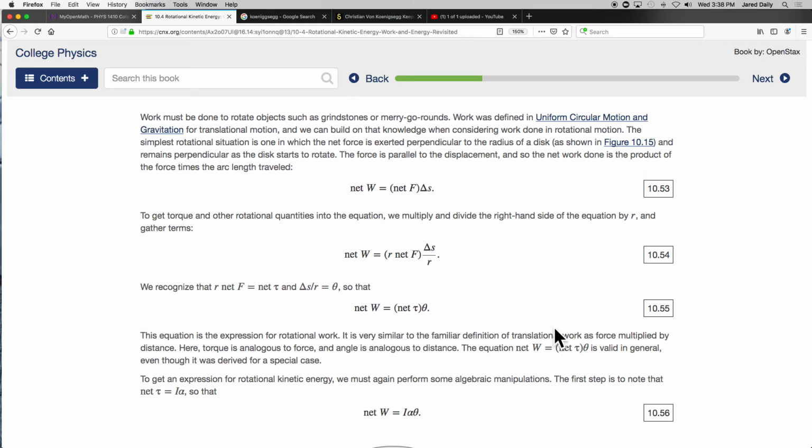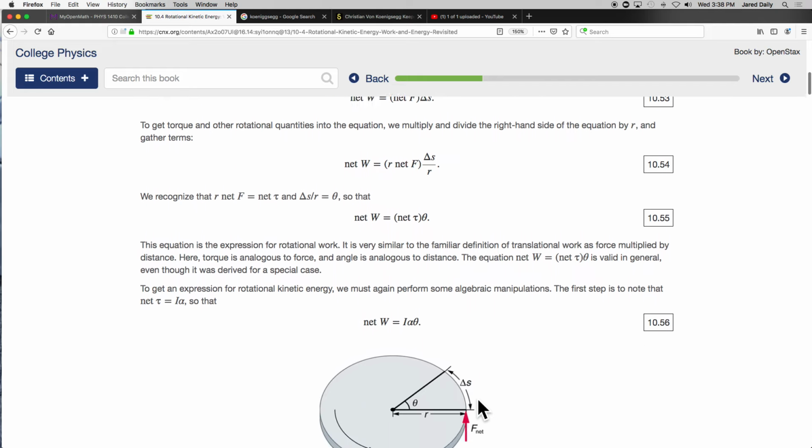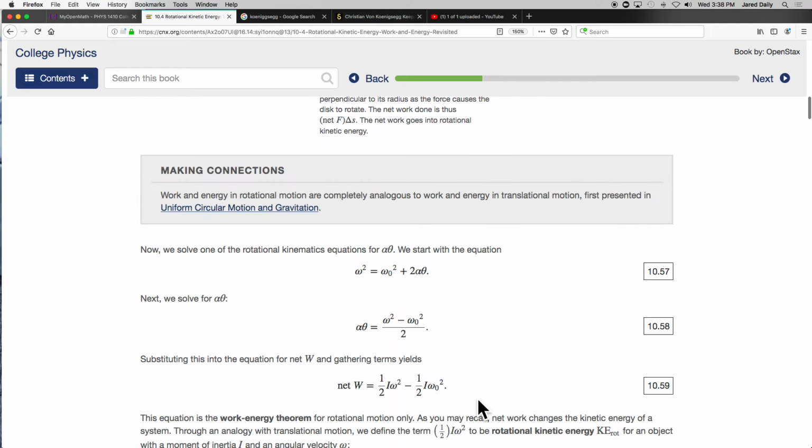Then we move on now to energy, rotational energy. We covered this one as well a little bit. And they actually work through, no pun intended, calculating the work of rotating an object. And if you do that, you end up with an equation that looks like this. The net work equals 1/2 I omega squared minus 1/2 I omega initial squared.